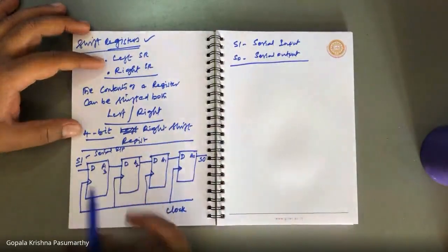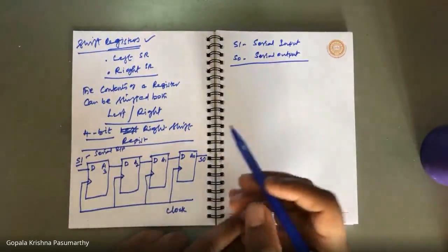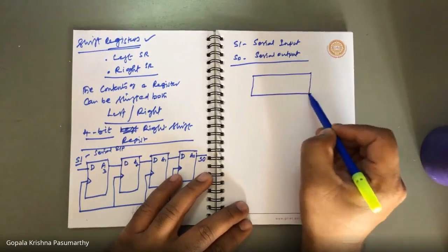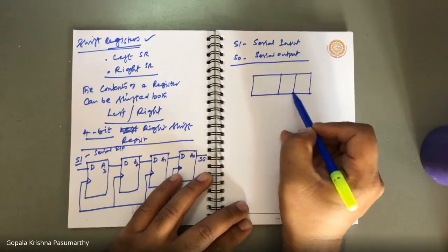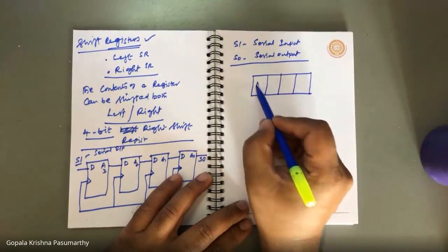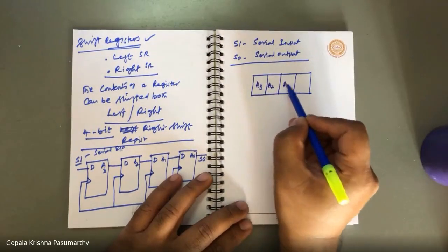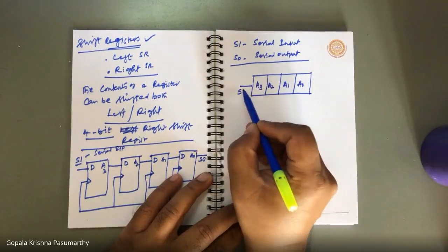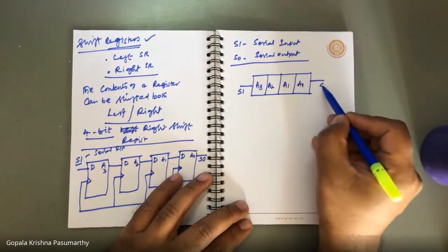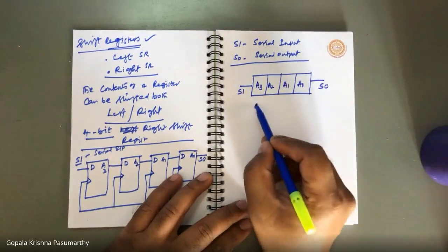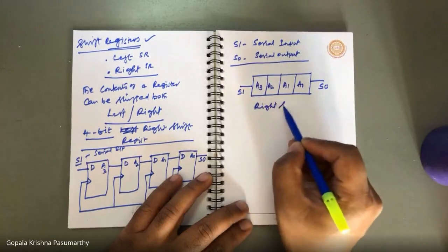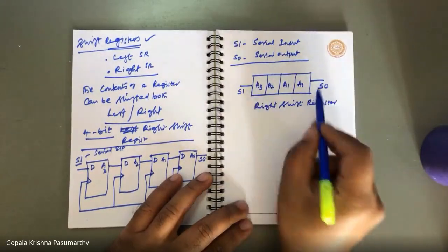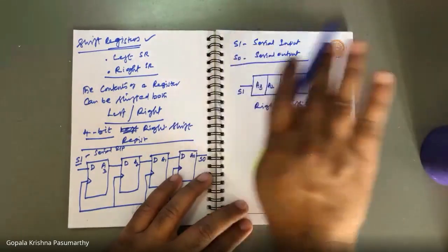So this is how shift registers are designed. To understand it in a better way, I will take a simpler diagram. Let us say my register looks like this with the 4 flip flops, called A3, A2, A1, and A0. The first flip flop receives input from the serial input, and the output is called the serial output. This is called a right shift register because this register can shift its contents towards the right.